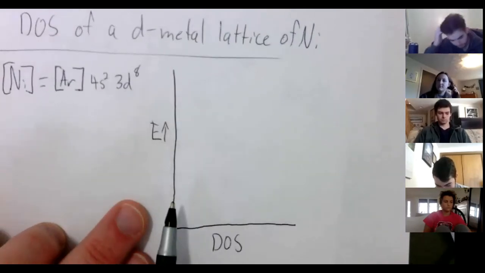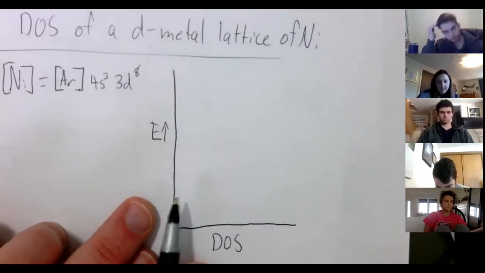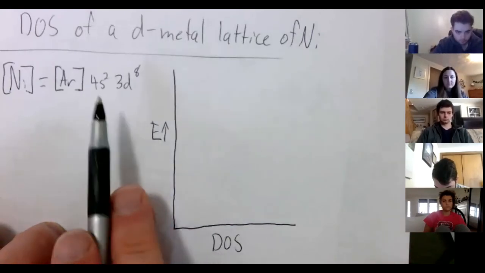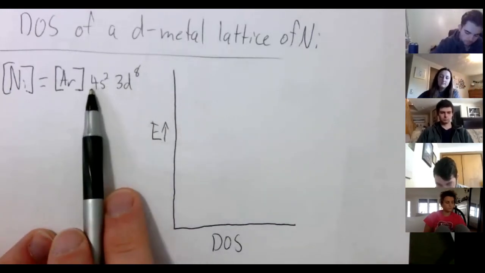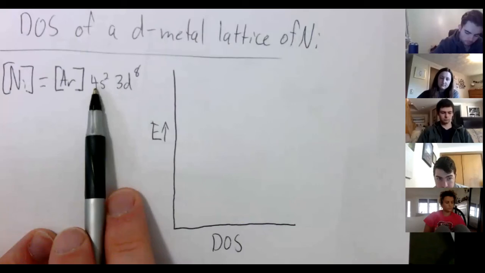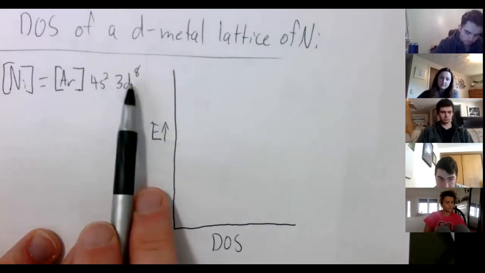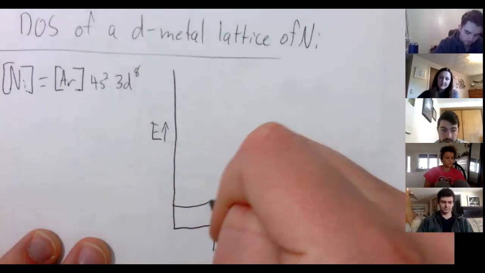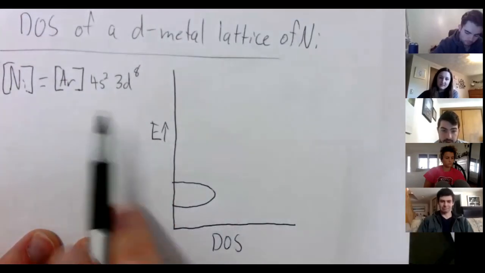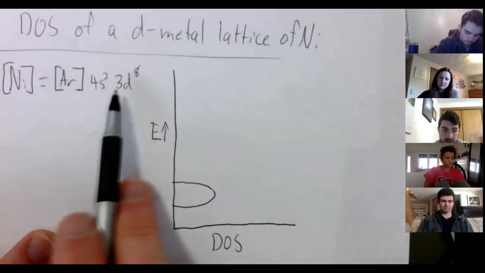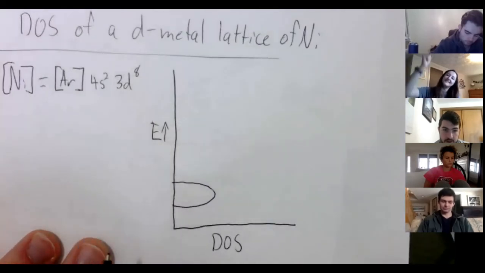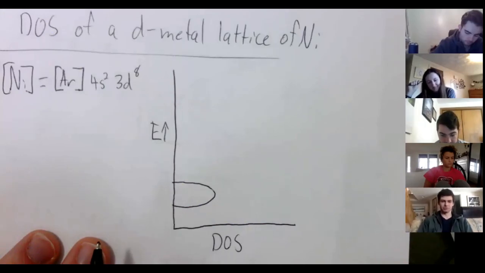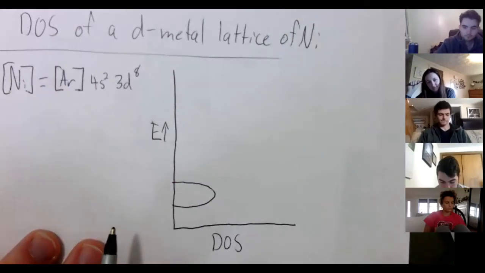Question. So we have to have something for the 4s, right? Which one's going to be lower in energy, the 4s or the 3d? The 4s in this case is going to be a little bit lower in energy. So we're not thinking of it as being in a complex. It's just pure nickel straight up. It's a bunch of nickels together.